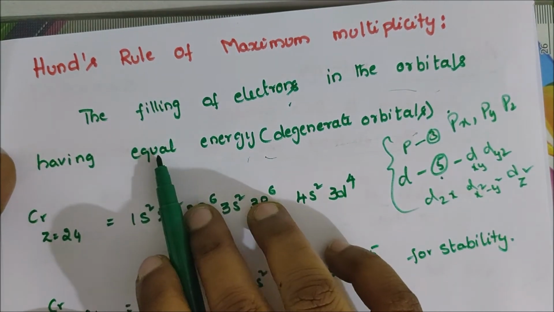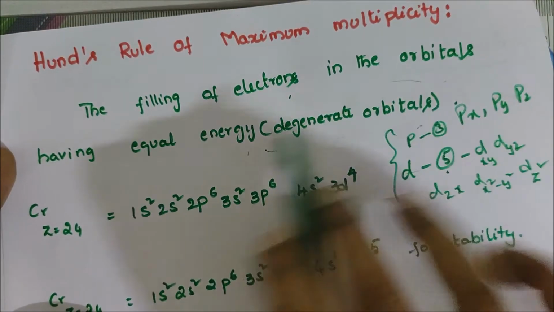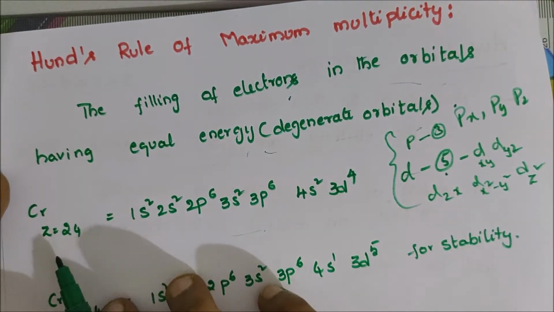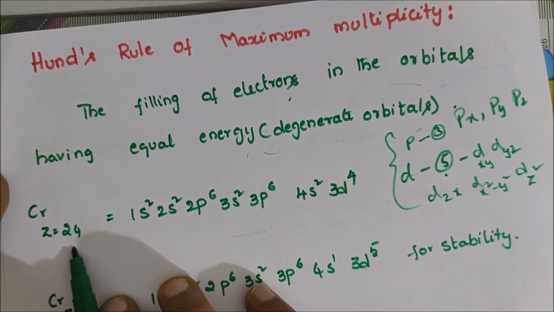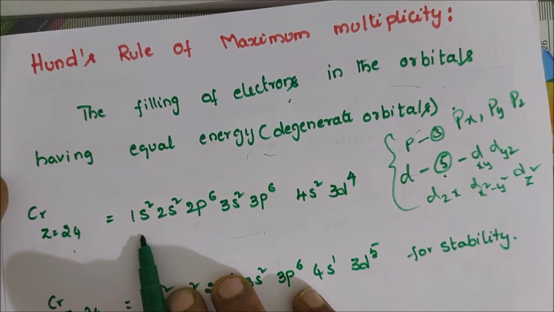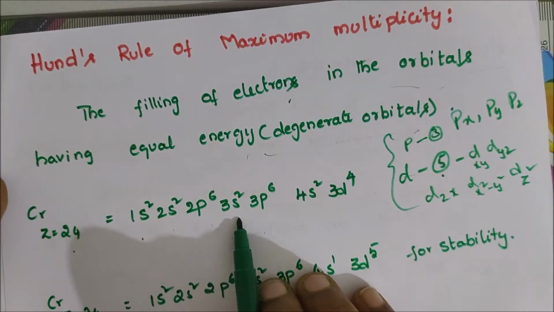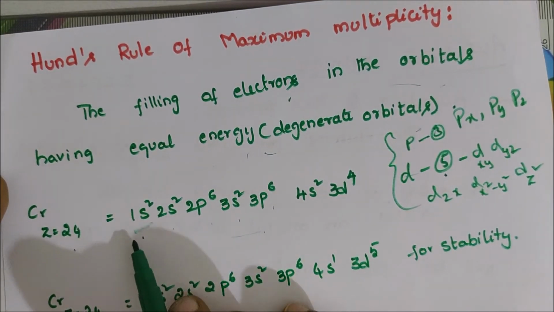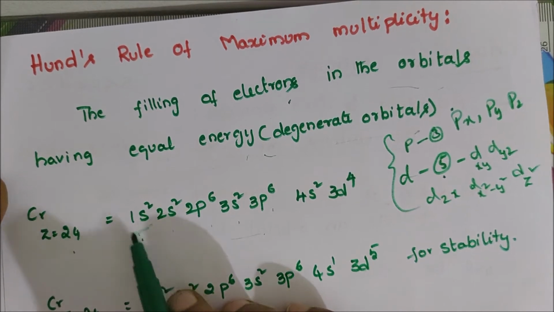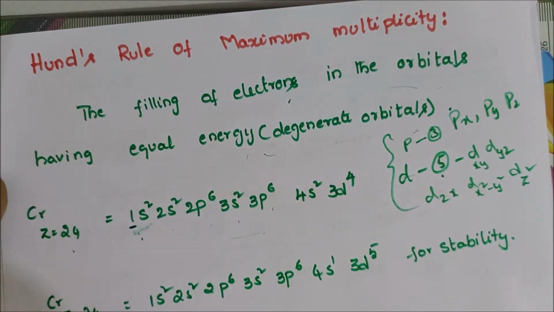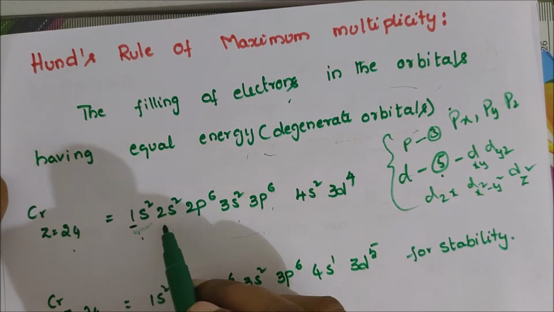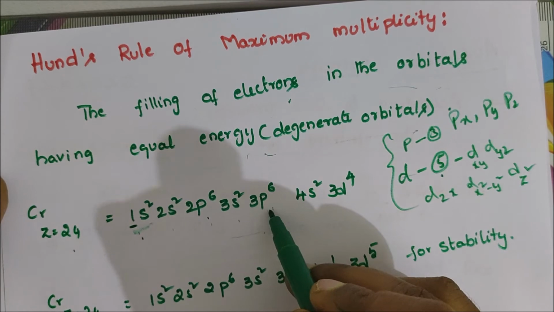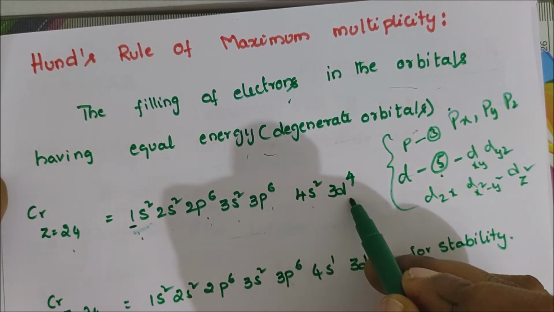This rule says that electrons fill orbitals having equal energy. For example, we take chromium. The chromium atomic number is 24. The electronic configuration is 1s2, 2s2, 2p6, 3s2, 3p6. That means 1s2 is filled first, the lowest energy level, the smallest orbit. And then 2s, and then 2p, and then 3s, 3p, and 4s2, 3d4.